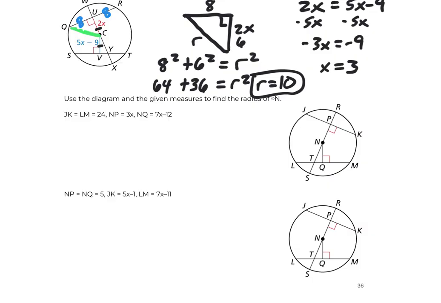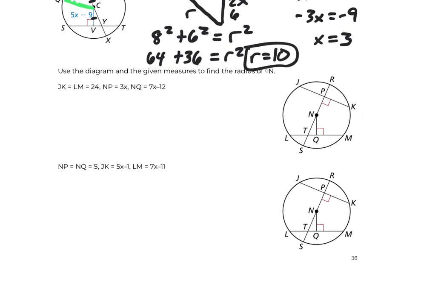I'm probably not going to do both of these last two because they're both essentially the same thing. JK and LM both equal 24. So right away, pay attention to, here's my diameter. The diameter is perpendicular, and so it's going to bisect JK. So right away, I can say that JP and KP are congruent. I know that the entire length is 24, so I could say that this is 12, and this is 12. 24 divided by 2.